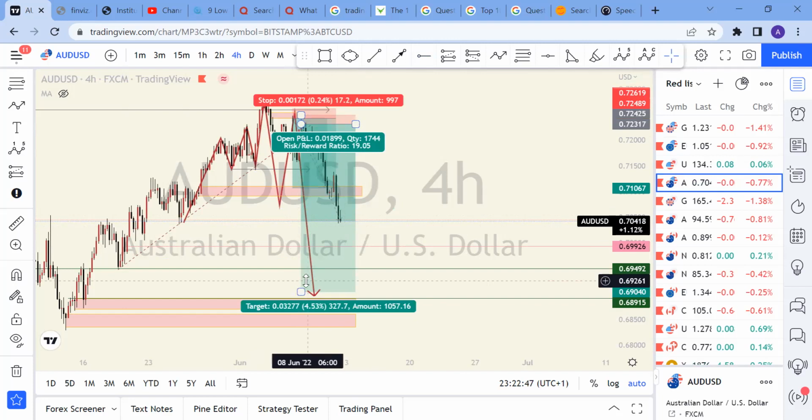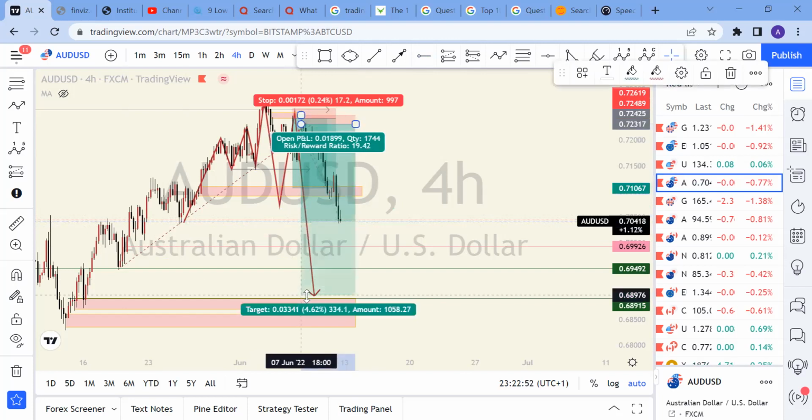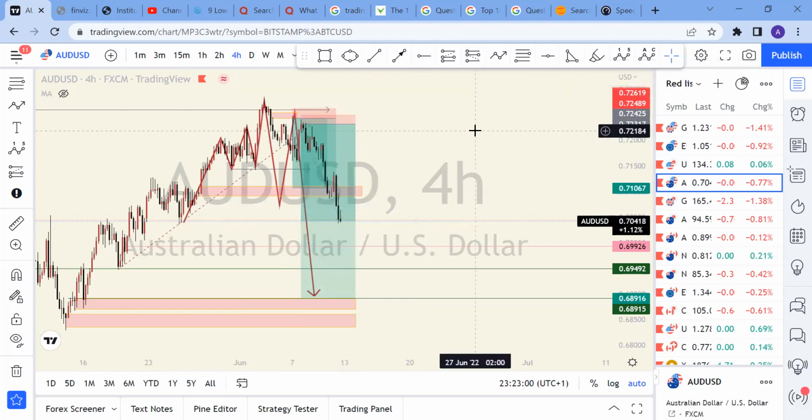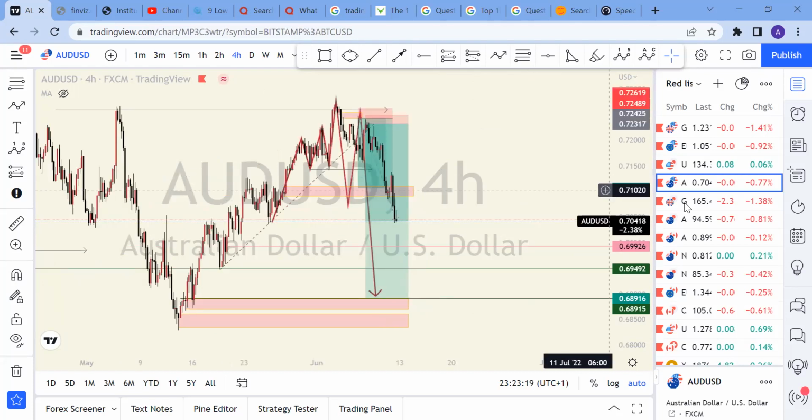I think we're around 1:10 on this second trade. The first one already took profit at 1:7. So that was the setup. It played out perfectly. And we're still trying to see how this unfolds over the next couple of days, for the rest of the week. So that's AUDUSD.